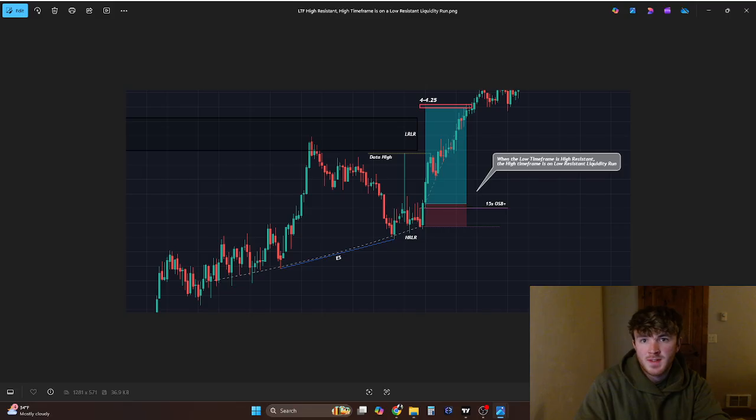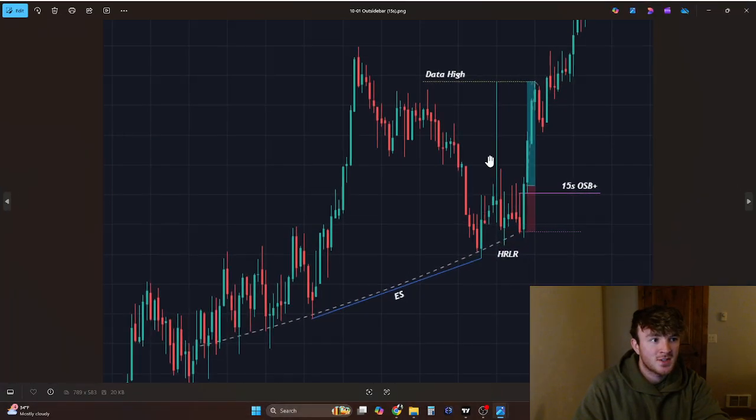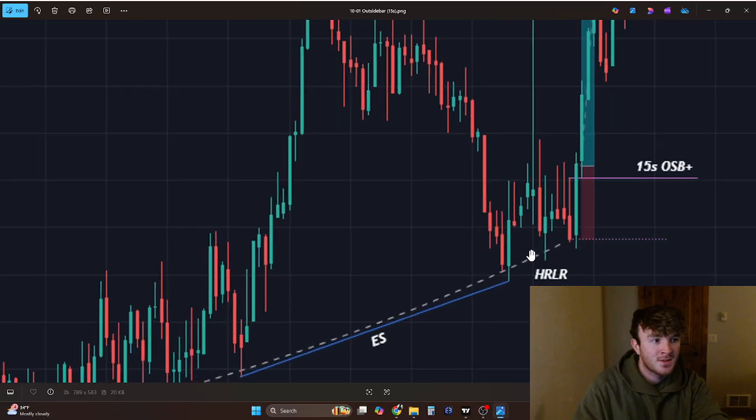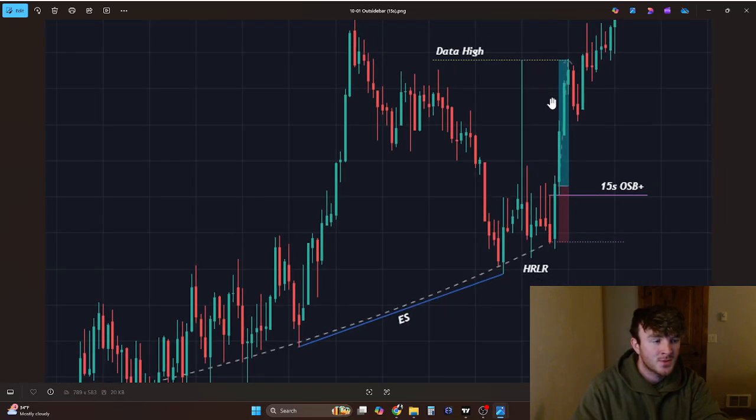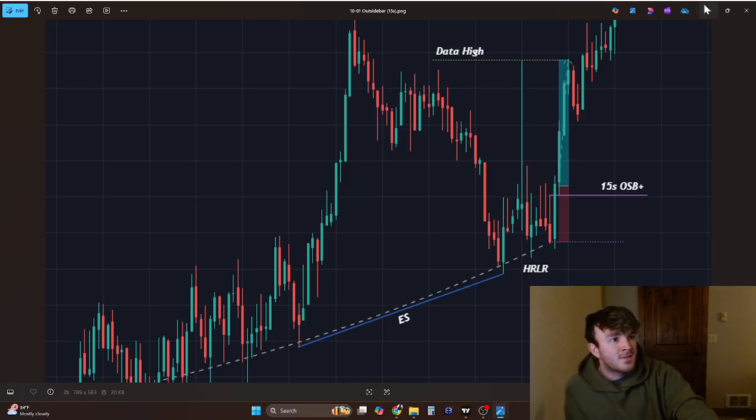And another way you could have taken that 15-second outside bar is just straight up to the data high. We had a news wick right here, so boom, outside bar, straight to the news wick. That's 2R. All right, I think that about covers it for today.